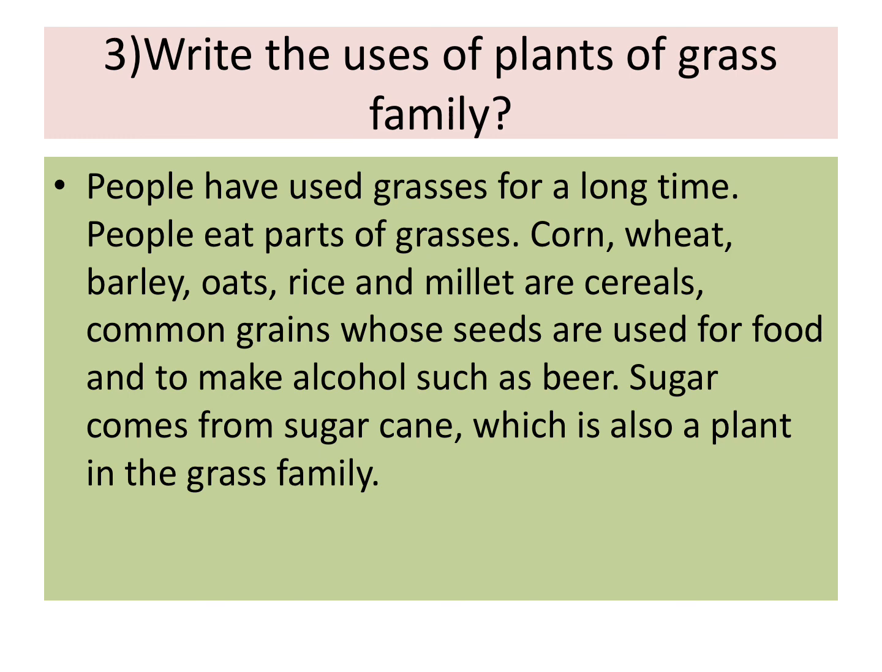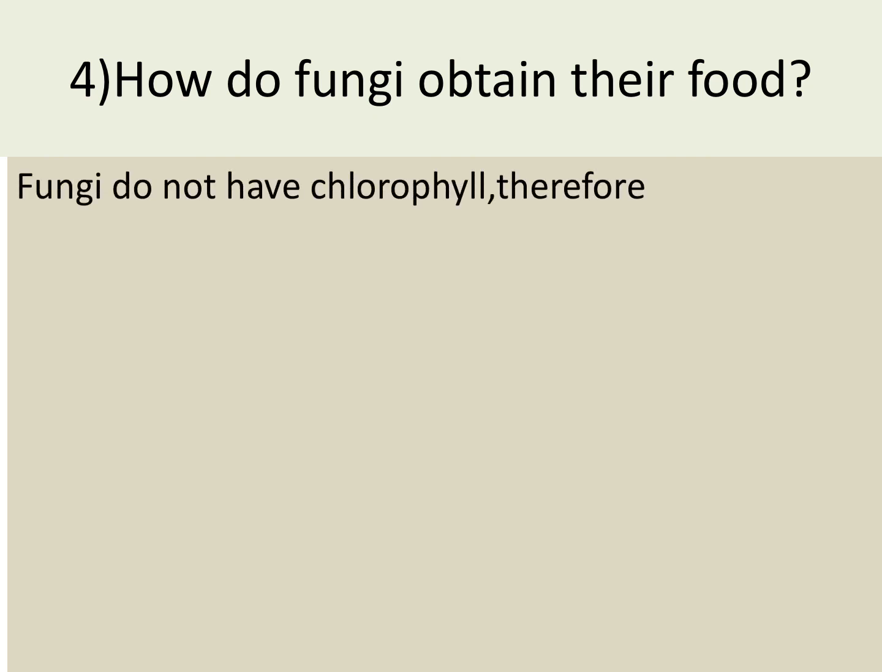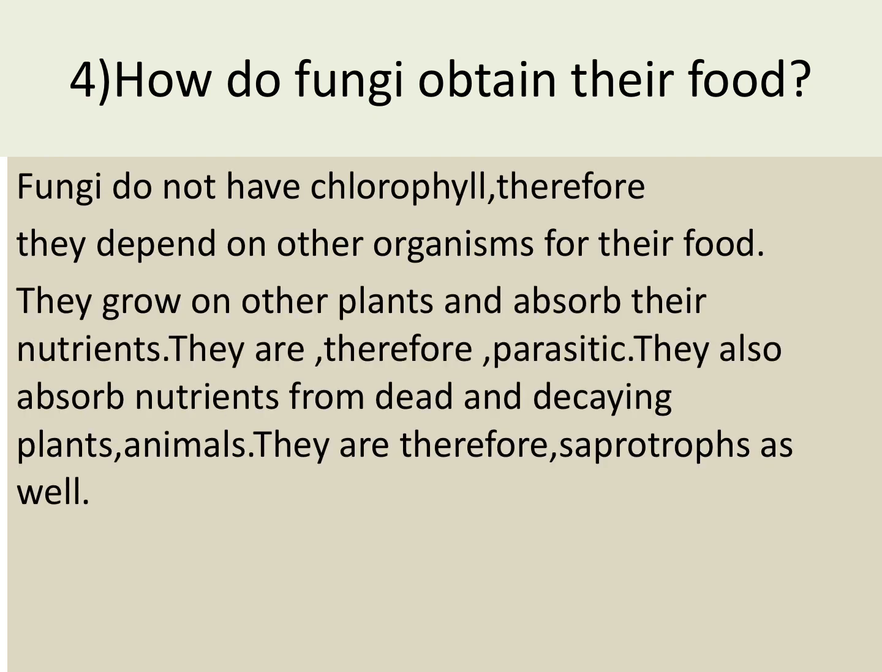Common grains whose seeds are used for food and to make alcohol, A-L-C-O-H-O-L, such as beer. Okay. Sugar comes from sugar canes, S-U-G-A-R, sugar cane, C-A-N-E, which is also a plant in the grass family. Okay. Next, a long question. How do fungi obtain their food?